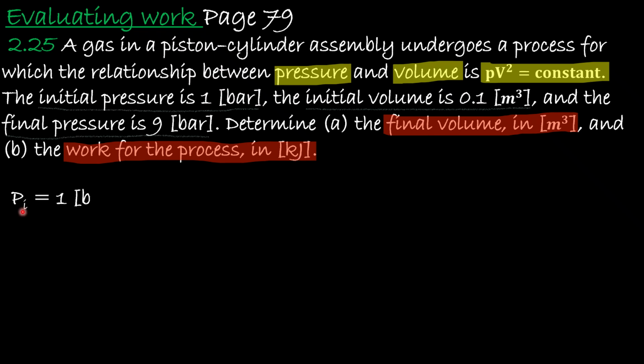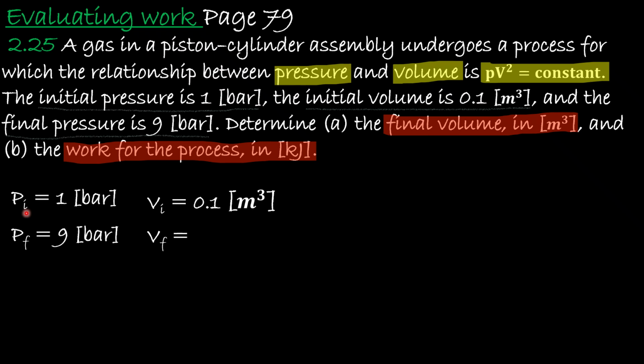So let's write down what is given to us. The initial pressure is 1 bar. The final pressure is 9 bar. Makes sense. So here we increased the pressure. So what does that mean? That means that this process is a compression process. So we start at point 1 and we are asked to find the final volume. So should the final be more than 0.1 or less than 0.1? We are compressing it, so that means it should be less than 0.1.